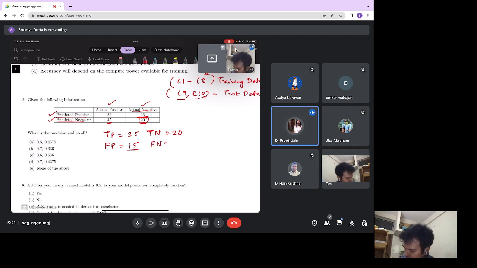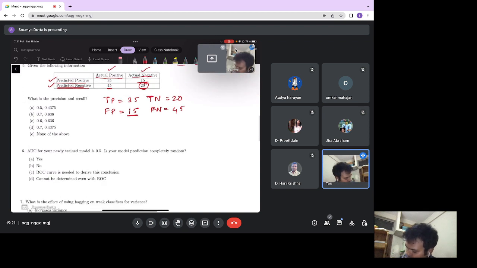Finally, false negative is 45, because that is the only number left, and also you have predicted negative and it is actually positive. So these are your 4 numbers that you require for precision and recall. So precision, if you remember, would be true positive by true positive plus false positive. So precision means out of all the numbers that you have claimed to be positive, how much are actually positive. In your prediction of positive, how precise you are, that is calculated by precision.